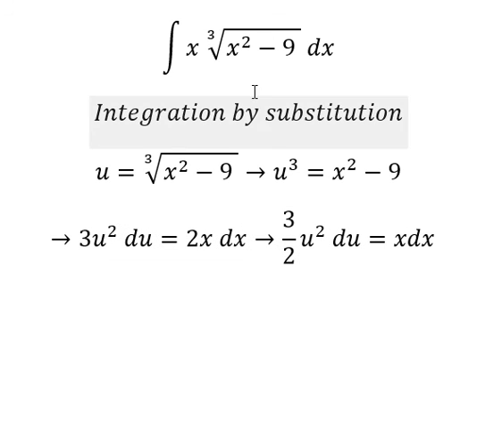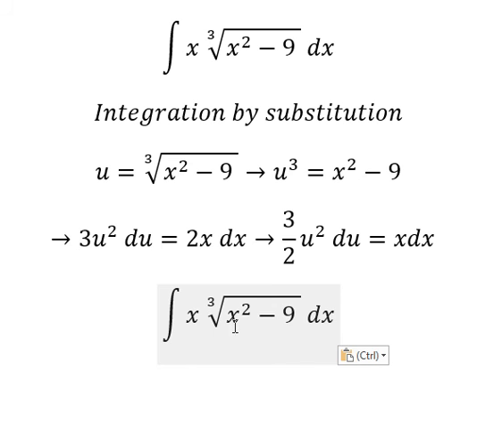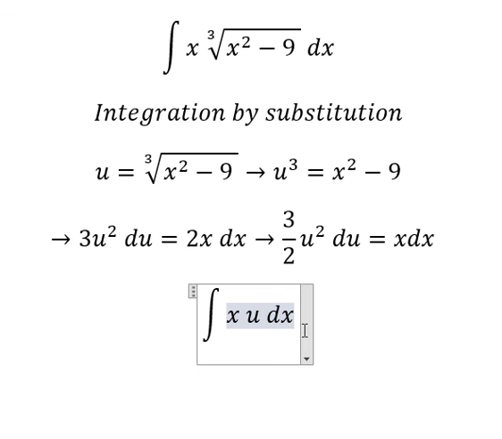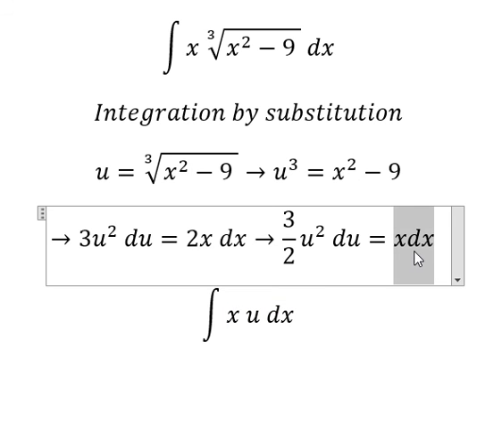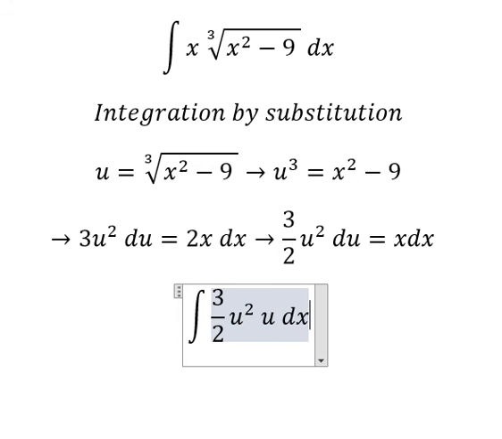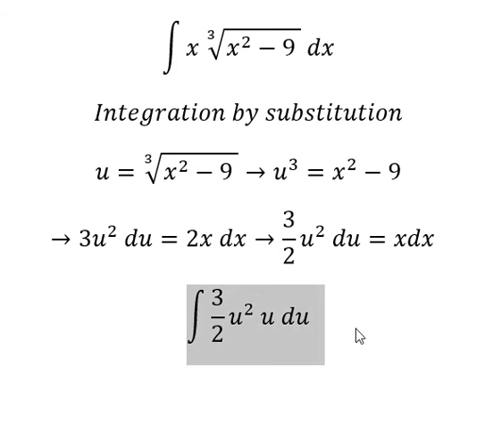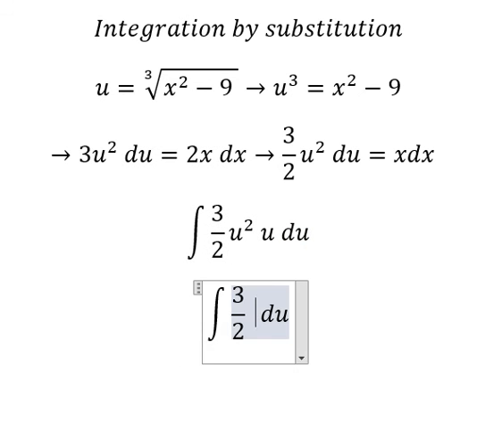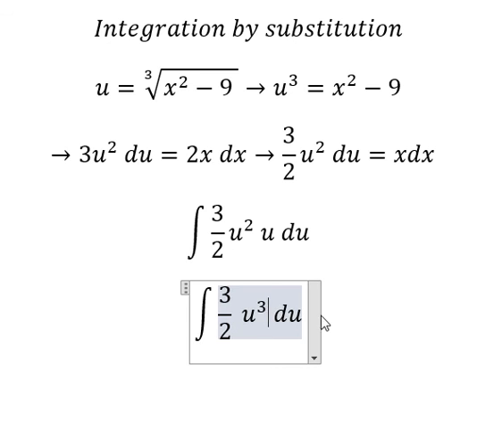Next, this one we change by u. The s, that is this one, we change by this one. So u squared and u, we have u to the power of 3.